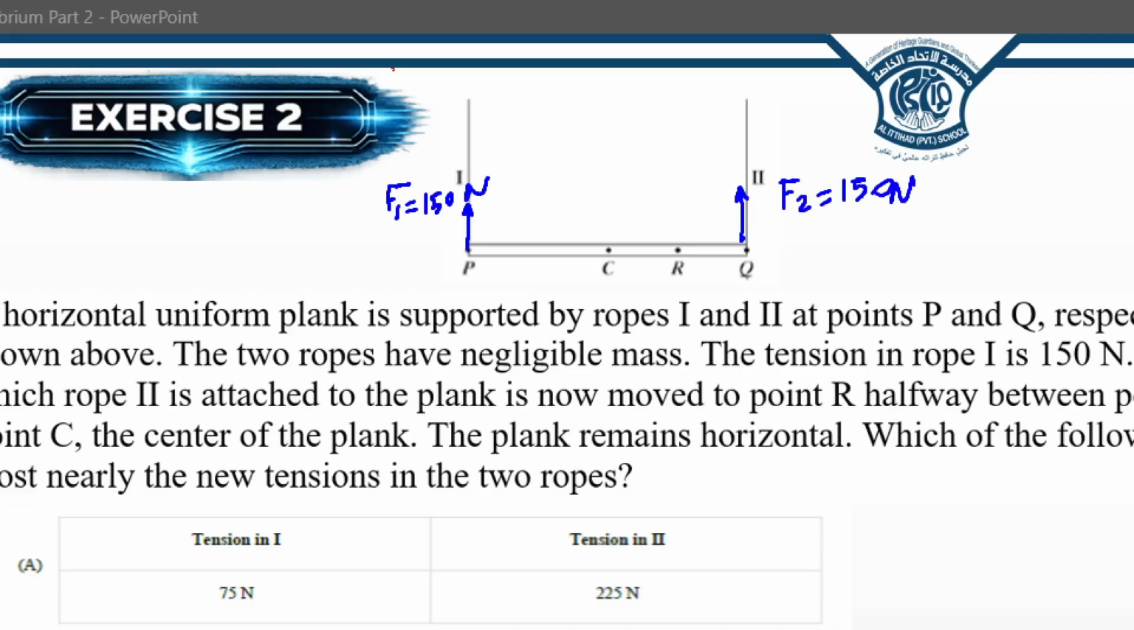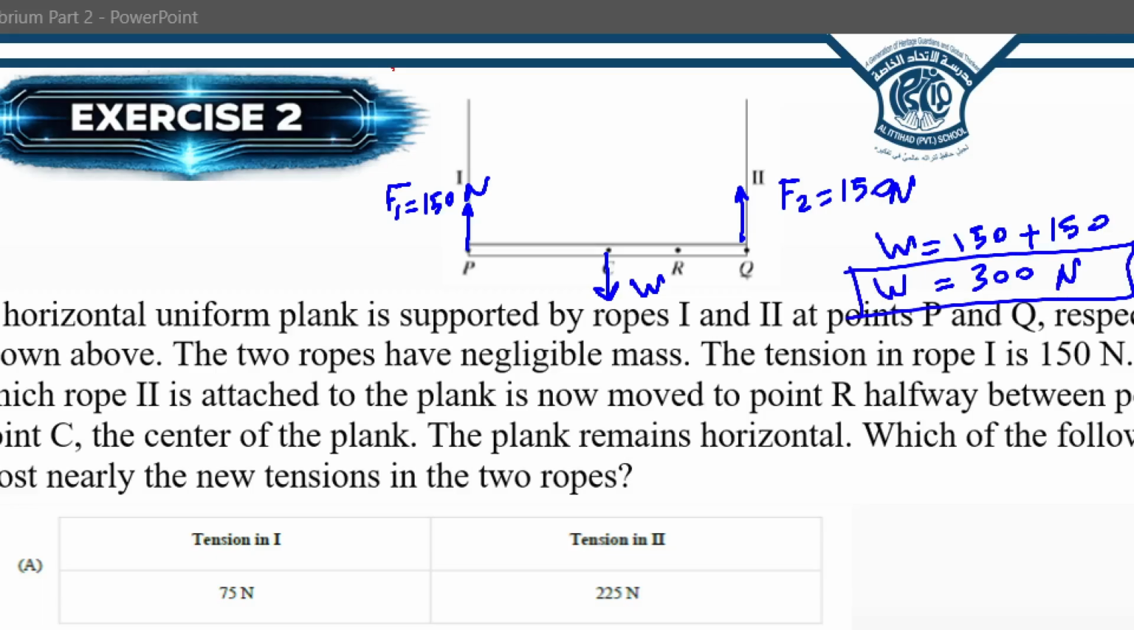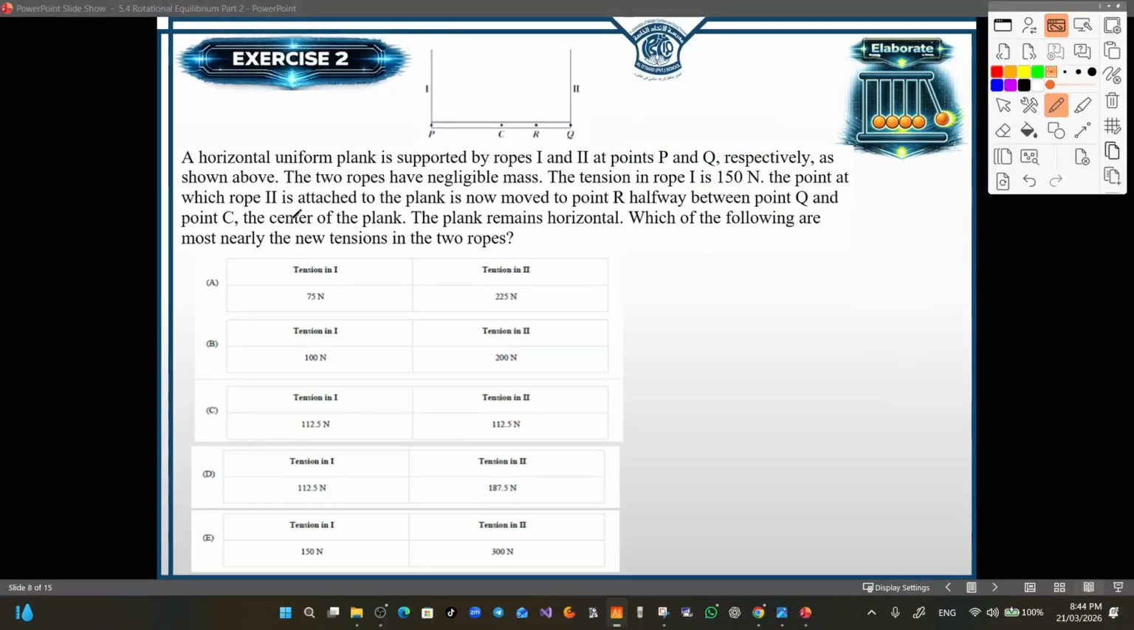So one can conclude in this case that the weight which is acting downward, the weight of the plank, is equal to 150 plus 150 due to the translational equilibrium, which means the weight will be 300 Newton. Now, as long as we are dealing with the same plank, the weight will be fixed, will be constant.